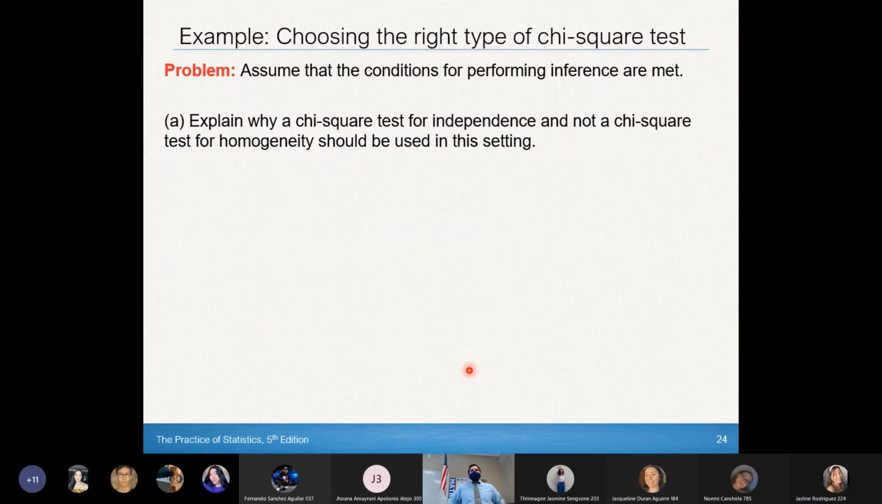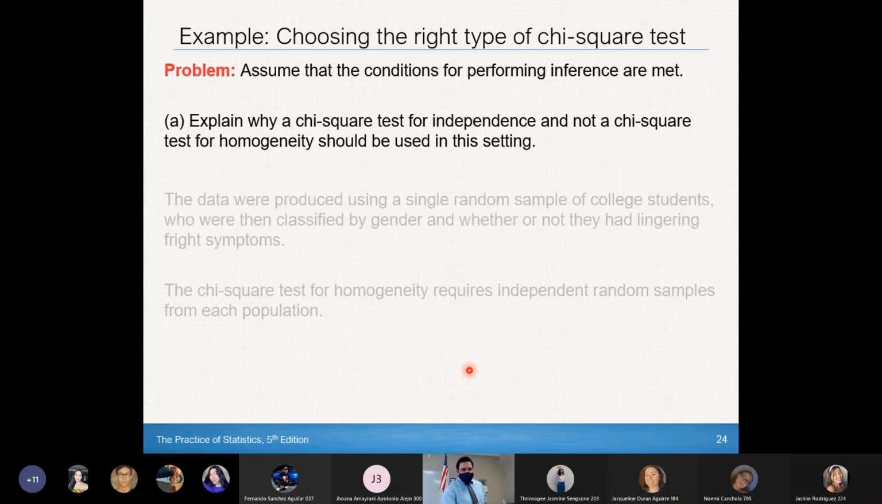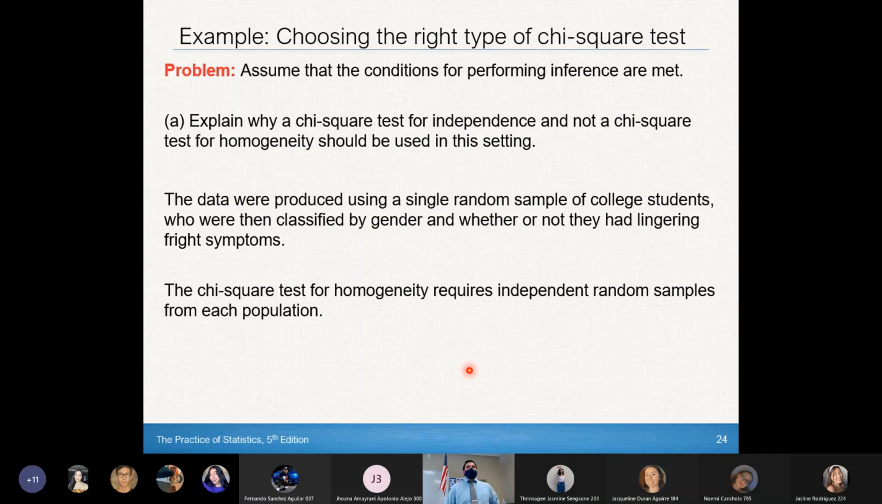Explain why a chi-square test for independence and not a chi-square test for homogeneity should be used in this setting. Here's the reasoning. The data were produced using a single random sample of college students who were then classified by gender and whether or not they had lingering fright symptoms.